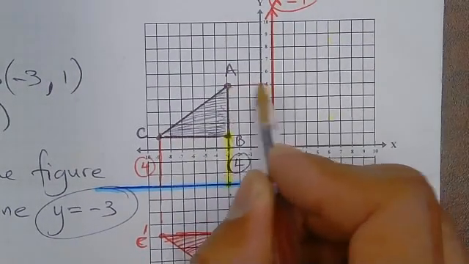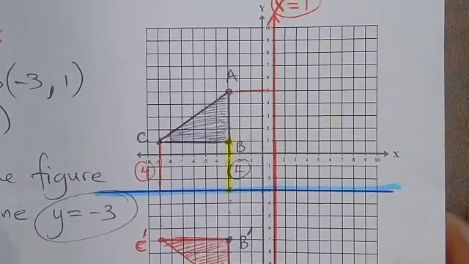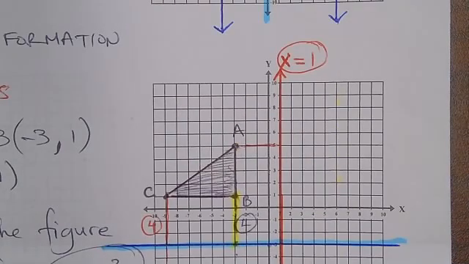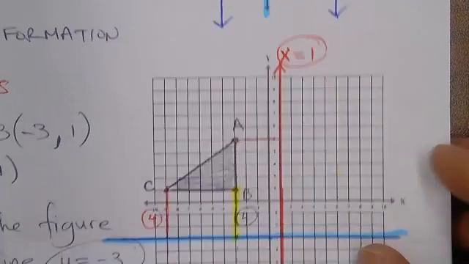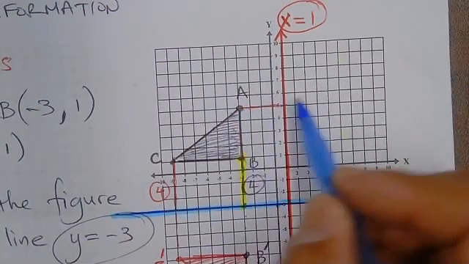What do I have to do? Well, you have to count. From any one of these points, how far is it to that line? And then count the same amount the other way. Okay, go ahead. Let me pause the video and give you a chance to... Okay, let me finish this one quick.